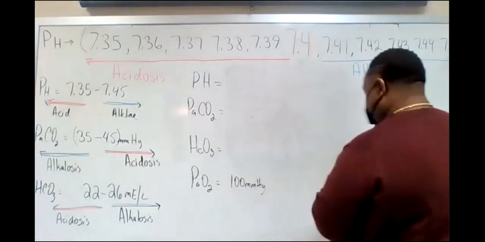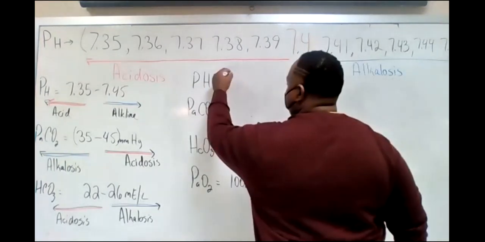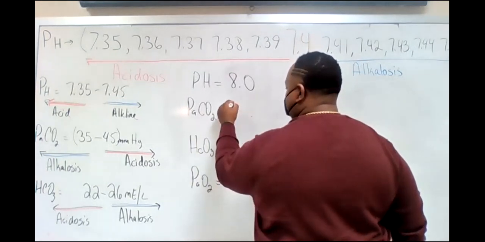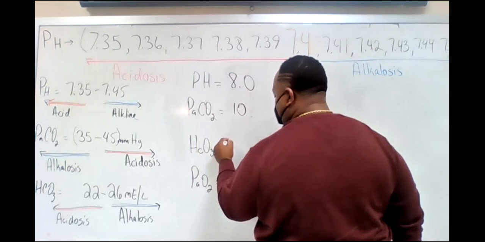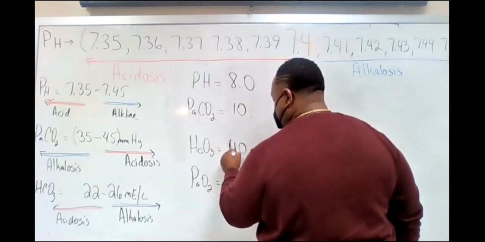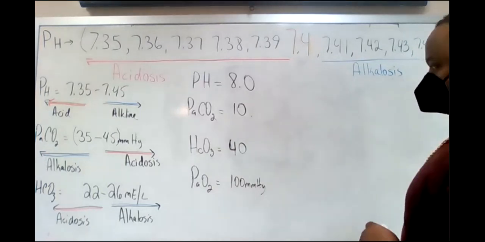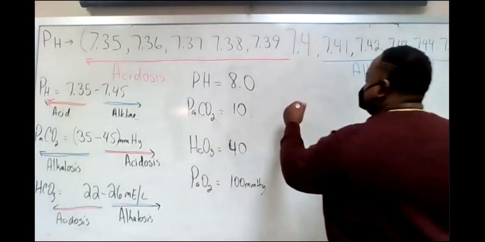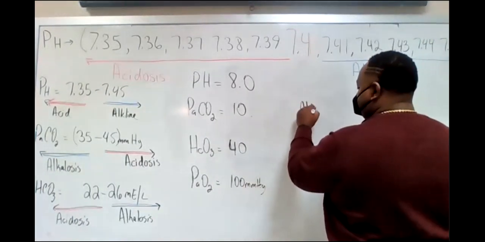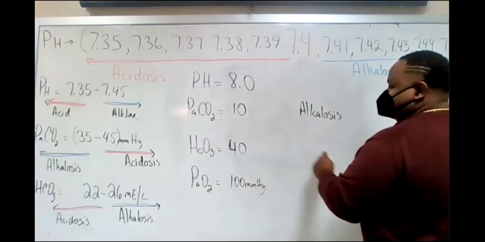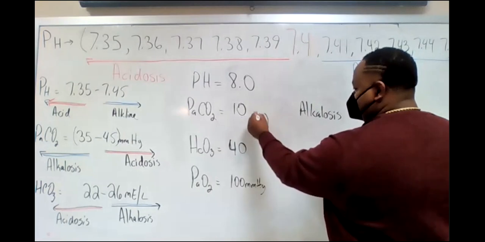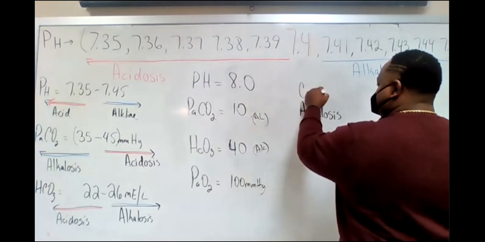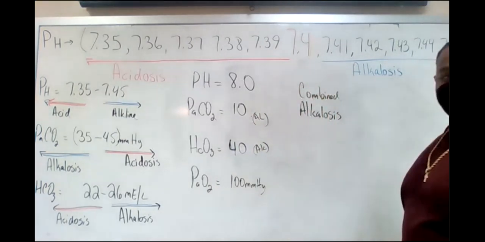All right, let's look at this one. What if I have a pH of 8.0, a CO2 of 10, and a bicarb of 40? Alkalosis. Combined alkalosis. There you go. So pH is alkalosis. The CO2 is alkaline. And the bicarb is alkaline. So that means we are in a combined alkalosis.